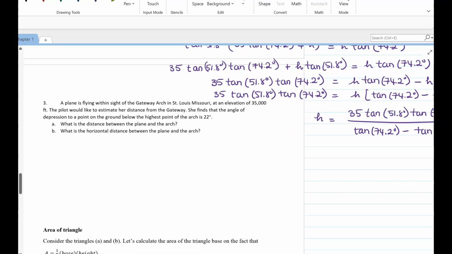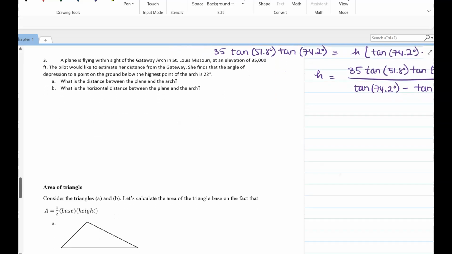Take a look at the third problem. A plane is flying within sight of the Gateway Arch in St. Louis, Missouri, at an elevation of 35,000 feet. The pilot would like to estimate her distance from the gateway. She finds that the angle of depression to a point on the ground below the highest point of the arch is 22 degrees. We want to find the distance between the plane and the arch, and we want to find the horizontal distance between the plane and the arch.